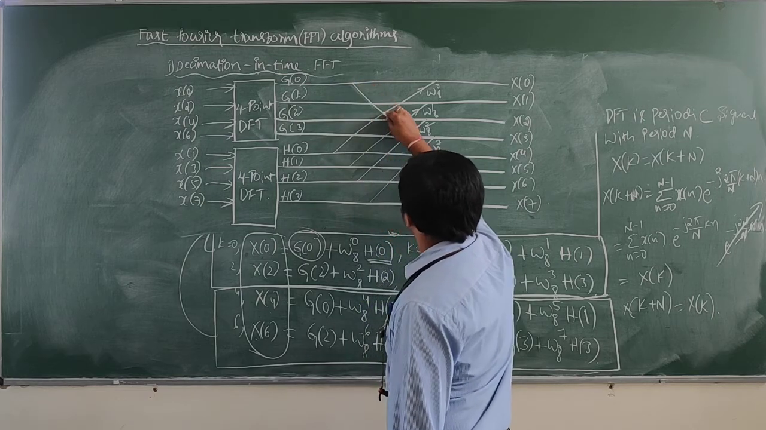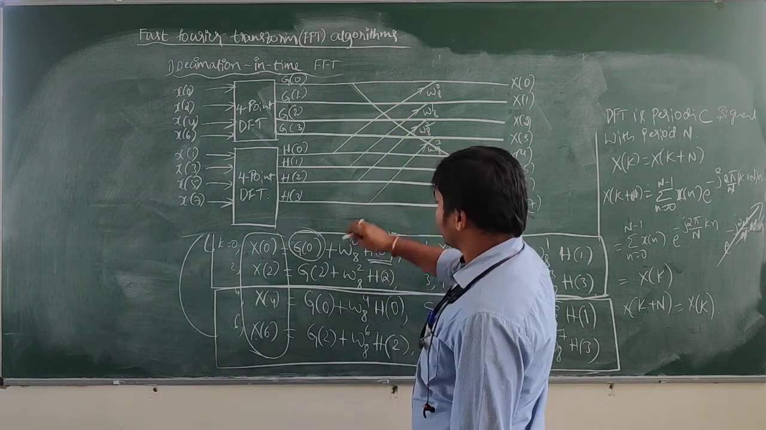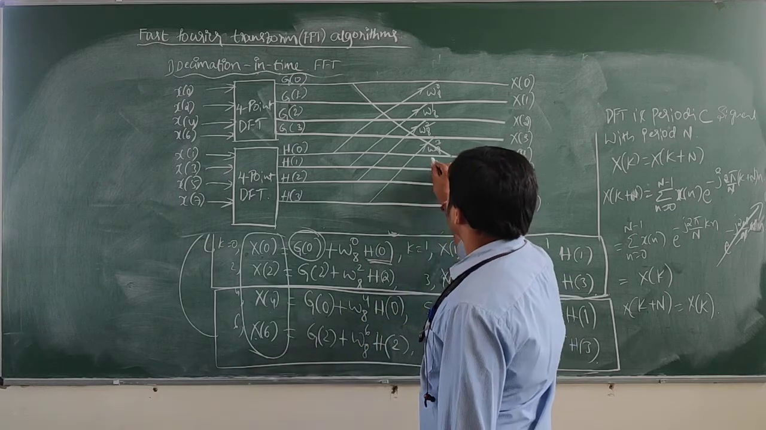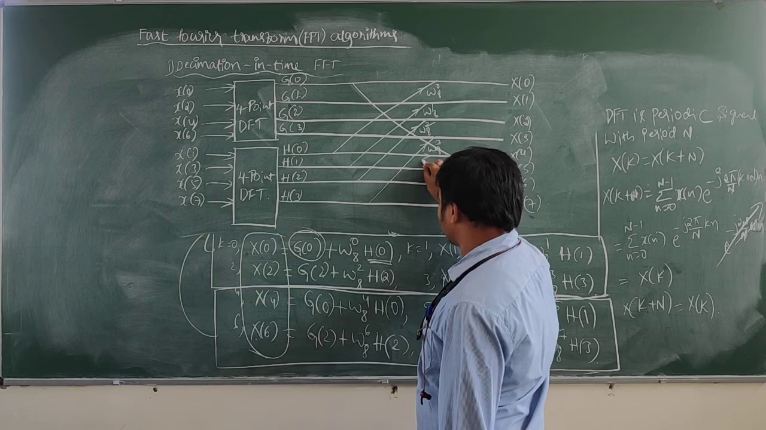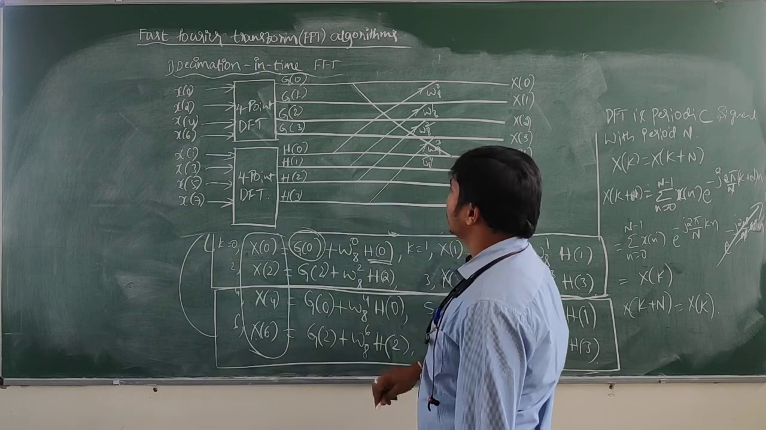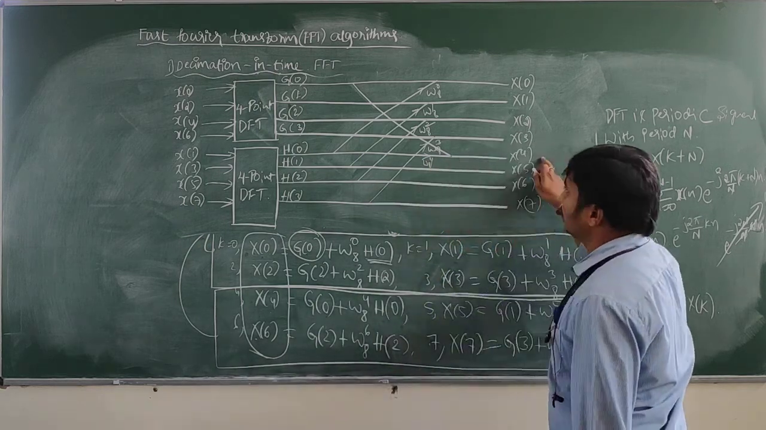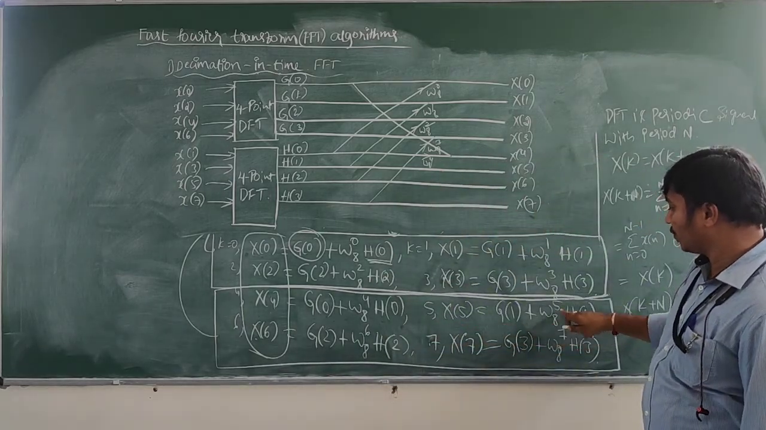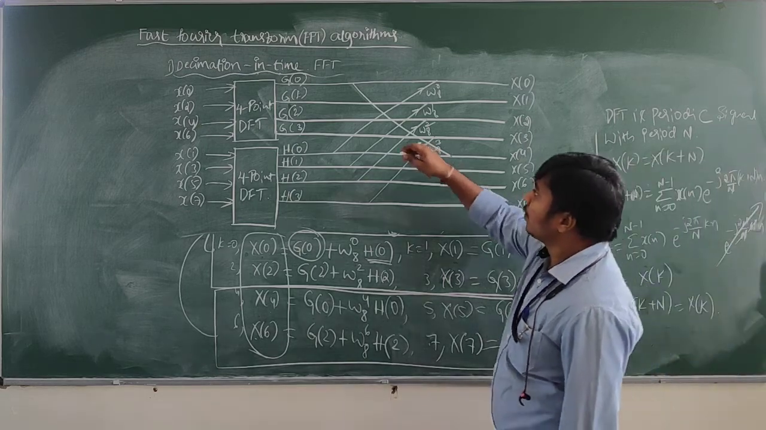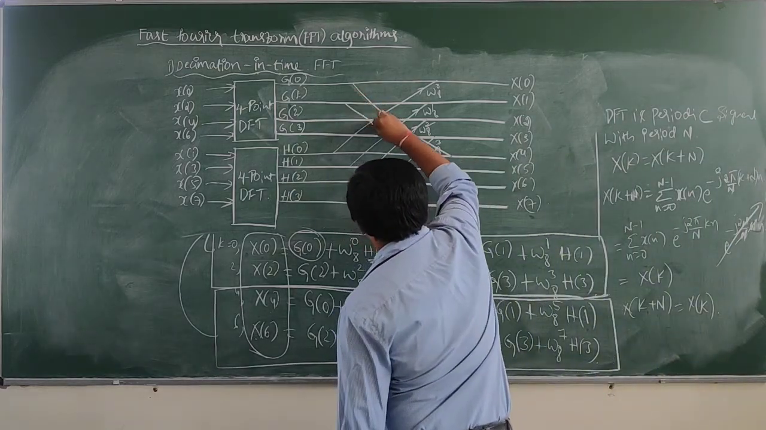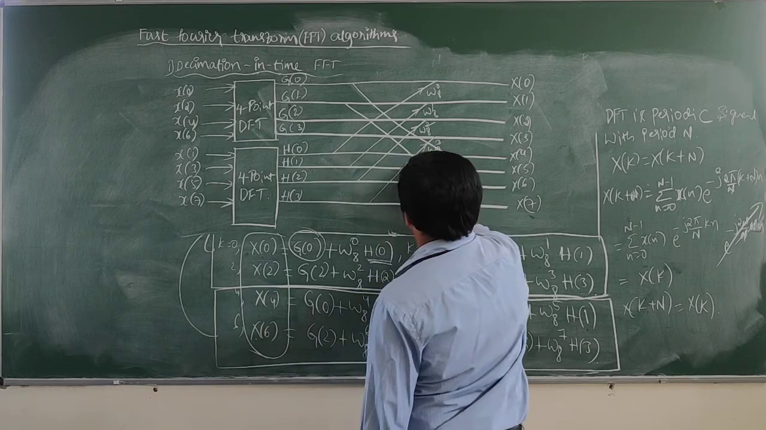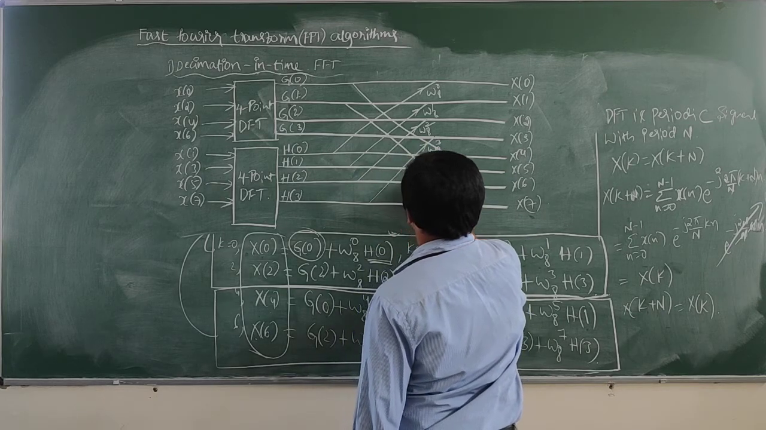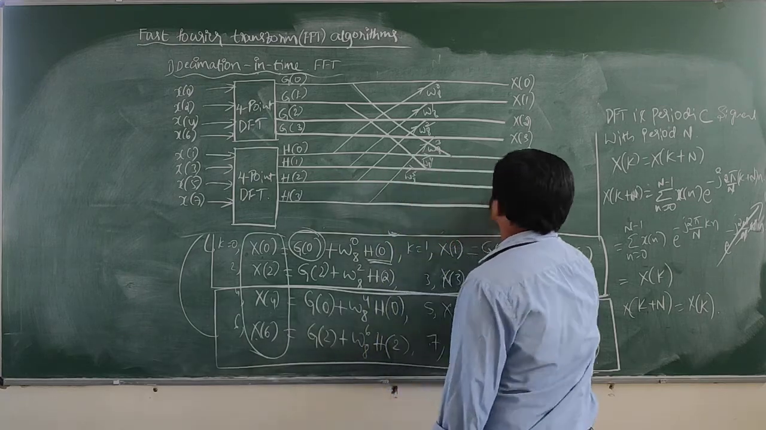So g of 0 plus w8 power 4 into h of 0. So here we multiply w8 power 4 to this h of 0, so we get x of 4. Again, x of 5 is what? g of 1 plus w8 power 5 into h of 1. So g of 1 is here and h of 1 is here. So multiply w8 power 5 to this h of 1, so we get x of 5.